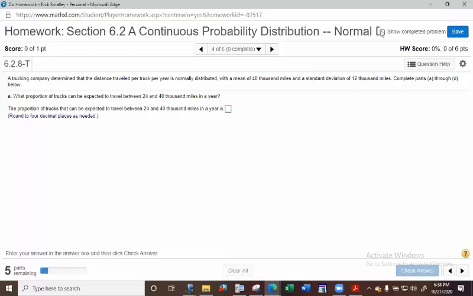Distance per truck is normally distributed with a mean of 40,000 miles, standard deviation of 12,000 miles. Complete parts A through D below. I think what I'm going to do here is, this seems to be the rule in most cases.